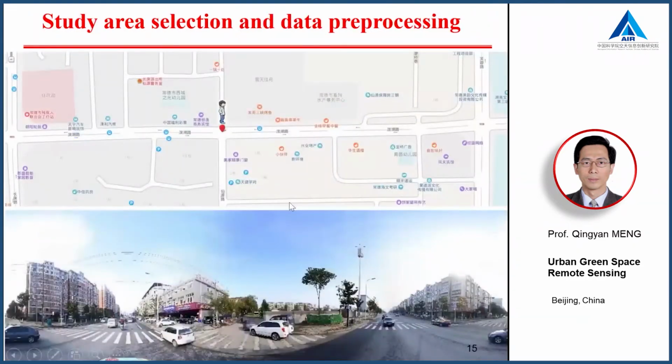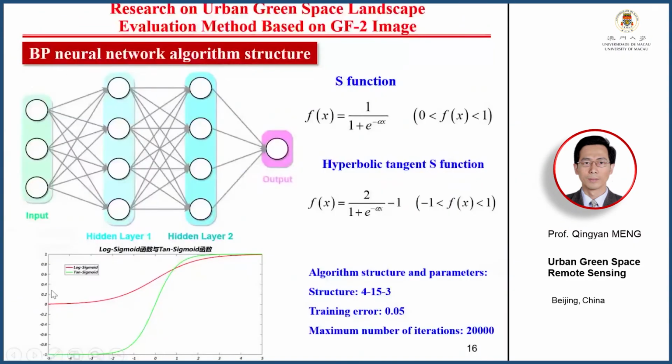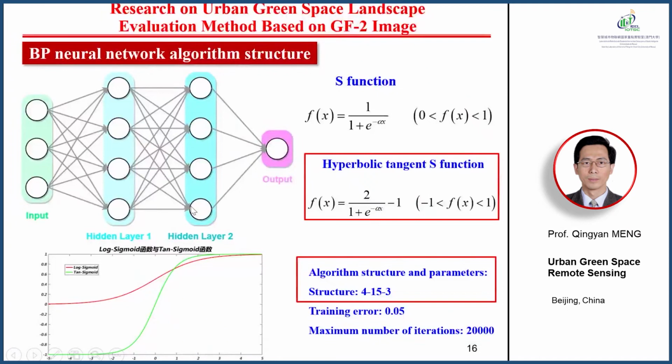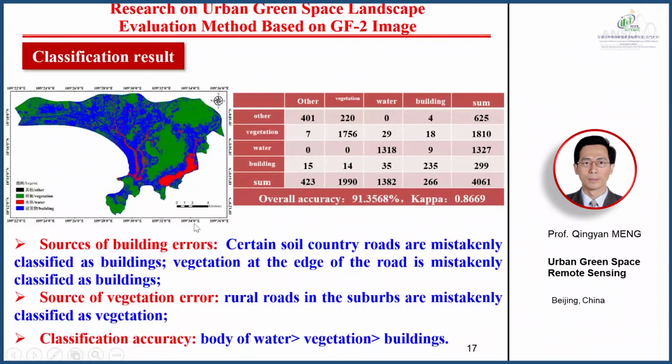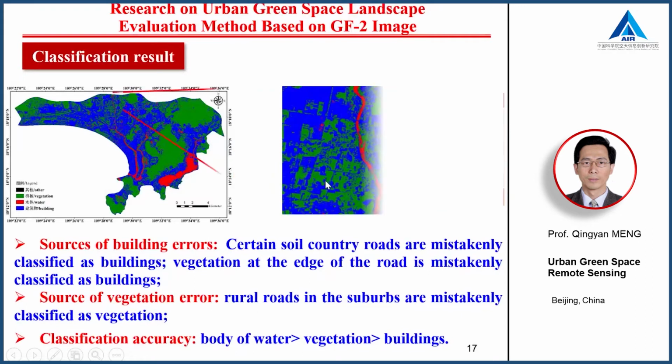This is the map you see. And we use the BP neural network algorithm, and these are the procedures, and we use the algorithm structure and parameters. This is the training error, and so on. Yes, and we get the classification results. I think you can use other classification techniques. We compare the accuracy.